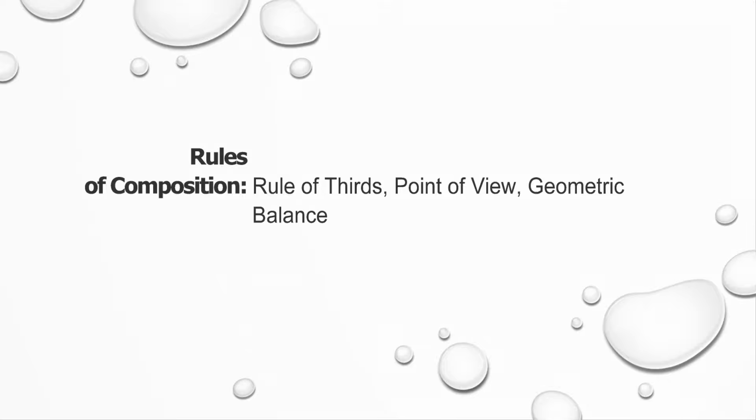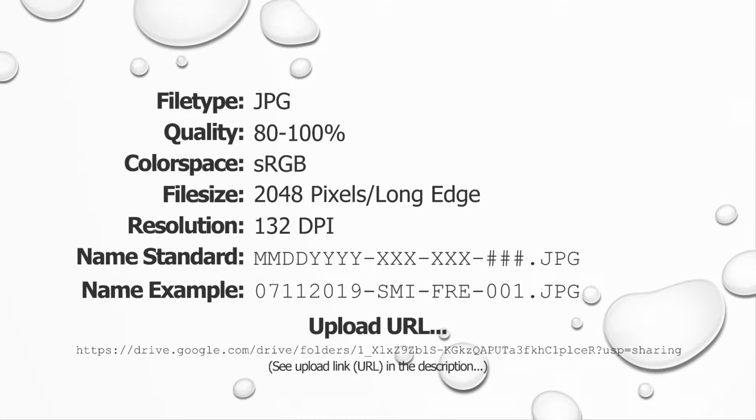All right, let's take a look at one last slide here. Here are our export parameters if you are going to export and submit a file to us for consideration for the semi-monthly critique that we hold. You can also see an example of a naming standard there, which would be the date that this image was assigned, 3 letters from your last name, 3 letters from your first name, and if you're going to submit multiple images, just number them like you see being done here.